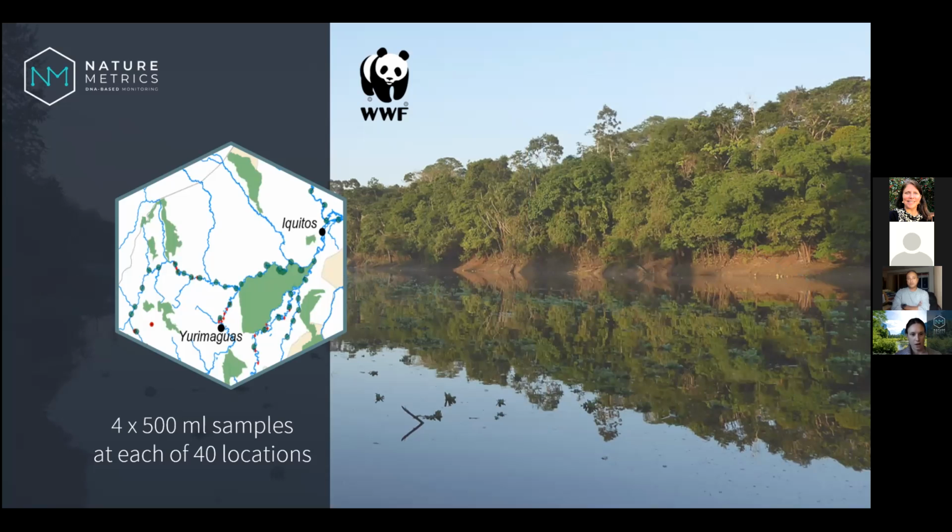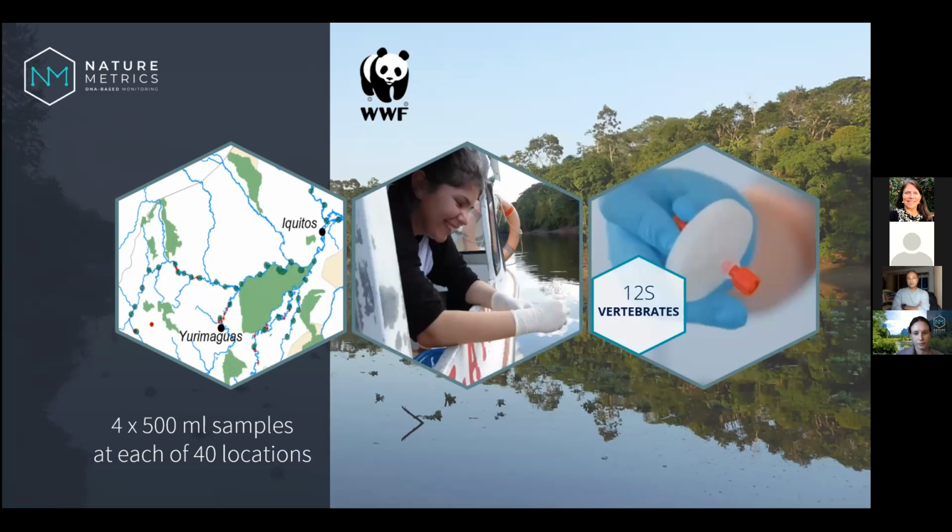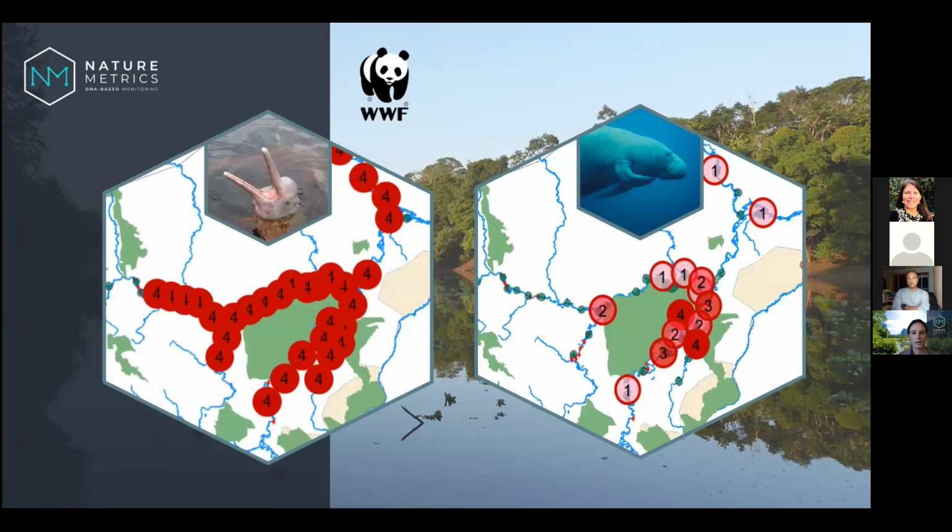So they took four half-litre water samples at each of 40 points across this area. It's about 500 kilometres from west to east here. We sequenced them for vertebrates using the 12S gene. So the first thing we looked at was, we were able to find these species and we can map their distribution across the landscape here.